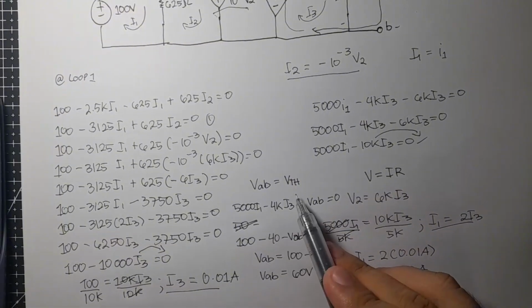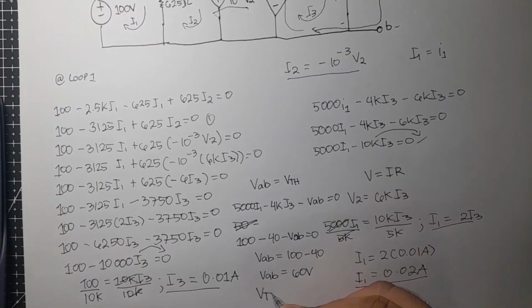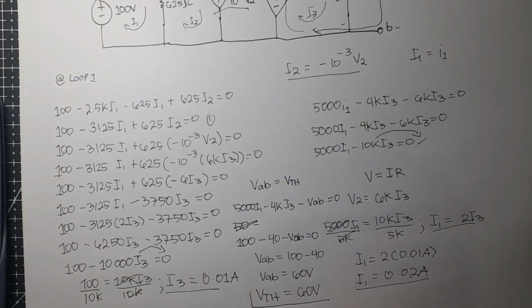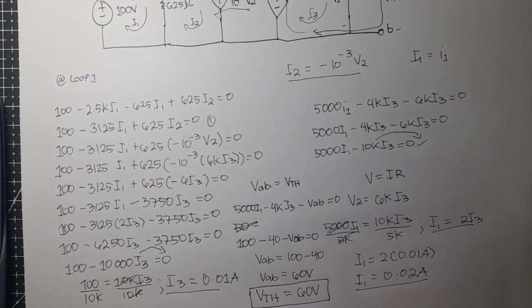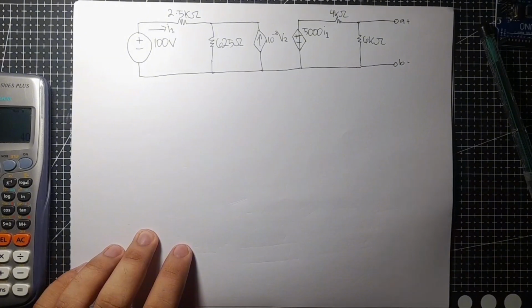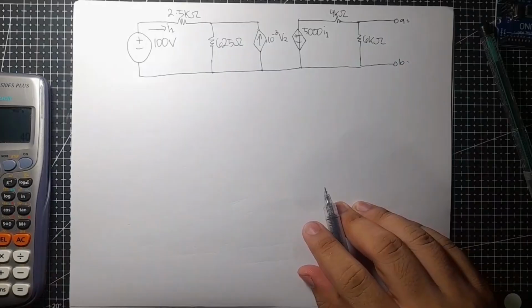Since VAB is equal to VTH, VTH is also 60 volts. So we now have our VTH. We need to find next the RTH. So we need to find now the RTH.